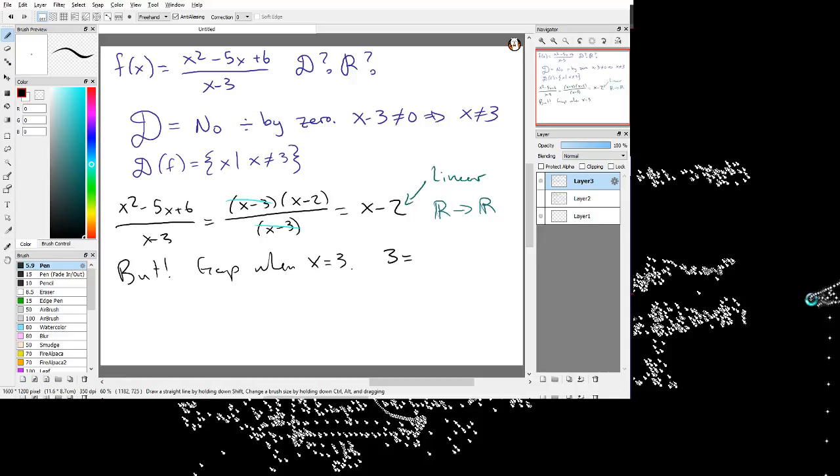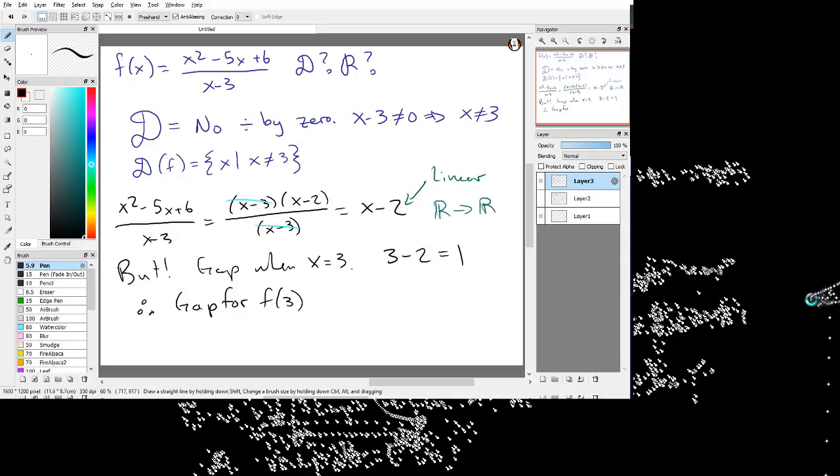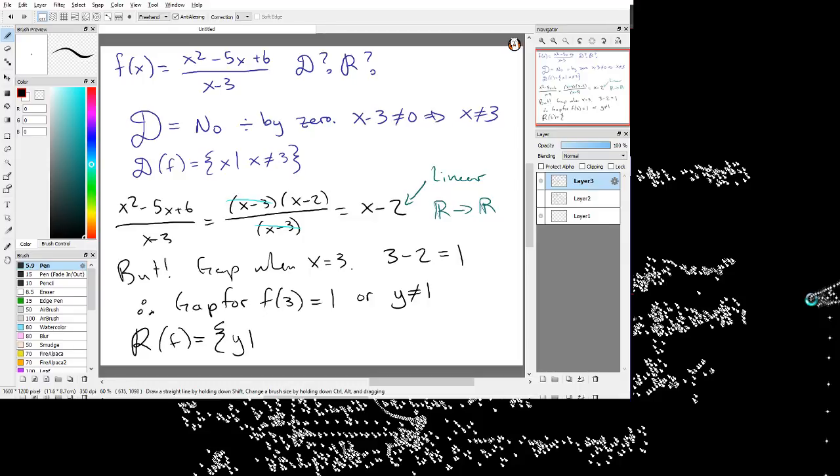Three minus 2 is equal to 1. So there's a gap for f of 3 equal to 1, or y can't be 1. So we'd say that the range of this function is equal to, and our book seems to like the set of all y such that y cannot be equal to 1. If we want to get all fancy, and sometimes we do, we would say that it's equal to the set of all real numbers, take away the set {1}.